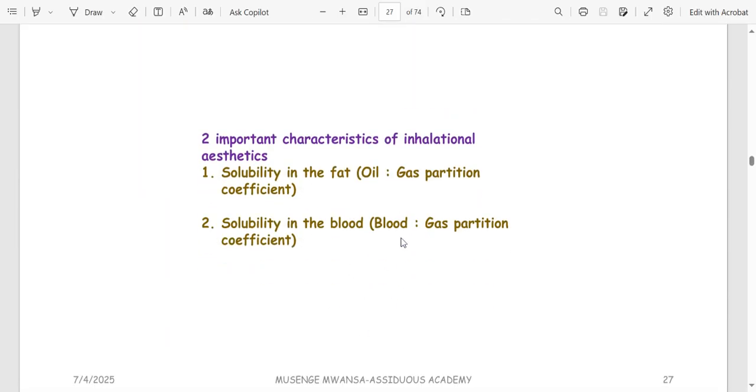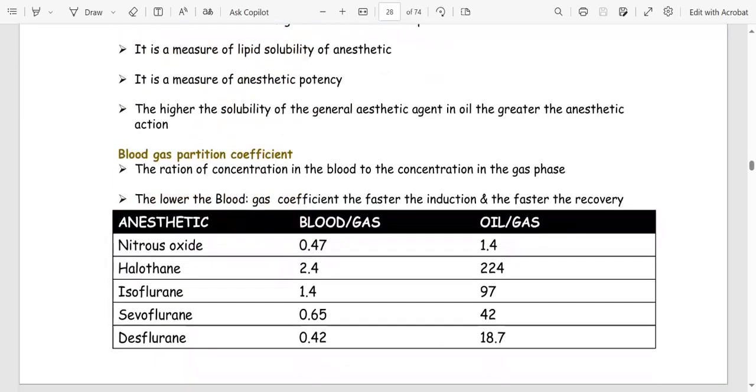So, what are the important characteristics of inhalation anesthetics? The solubility in fat, which is called the oil gas partitioning coefficient, and then solubility in blood, that is the blood gas partitioning coefficient. So there is the oil gas partitioning coefficient and the blood gas partitioning coefficient. The oil one describes the solubility in fat.